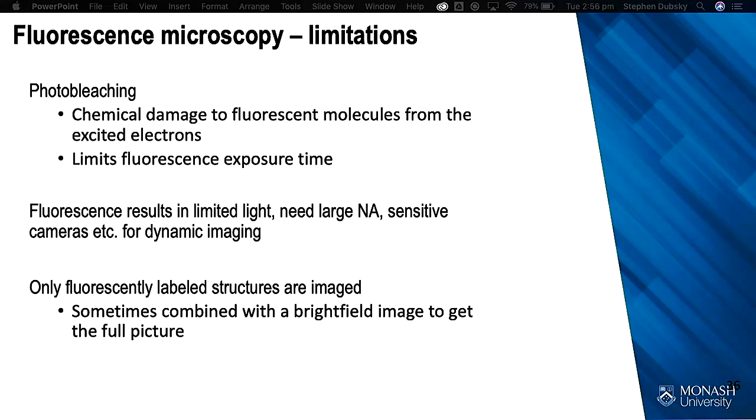And also, this is an advantage and disadvantage. Only the fluorescently labeled structures are imaged. So you might just get a blob of glowing something and you don't know where it is. You don't know what it's doing. You need to have some kind of reference of your sample to see what that structure actually is and where it sits inside your sample. And so sometimes you'll combine a microscope and you'll have a bright field image in there as well. And that allows you to place that fluorescent structure within your sample.